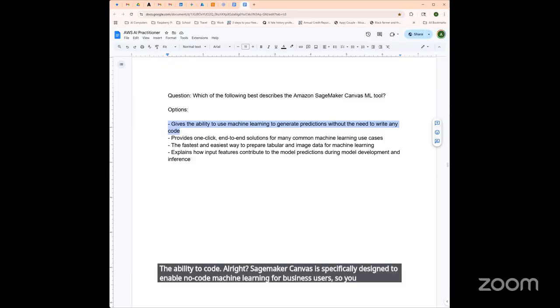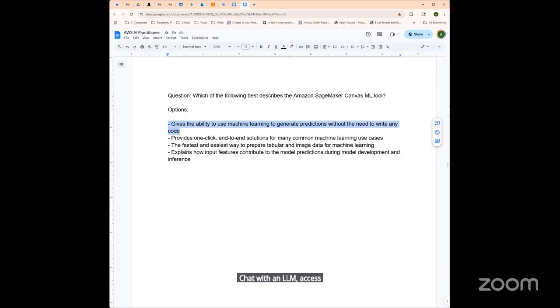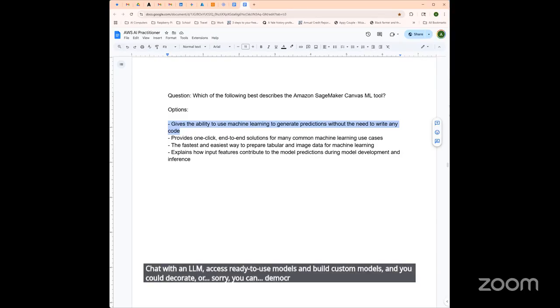So you can generate predictions through a visual interface, chat with an LLM, access ready-to-use models, and build custom models. And you can democratize machine learning for non-technical users. So it's perfect for a business analyst who needs machine learning capabilities without programming skills.